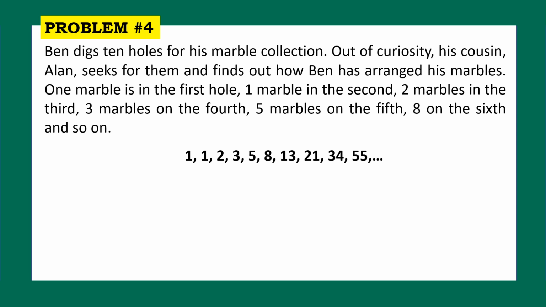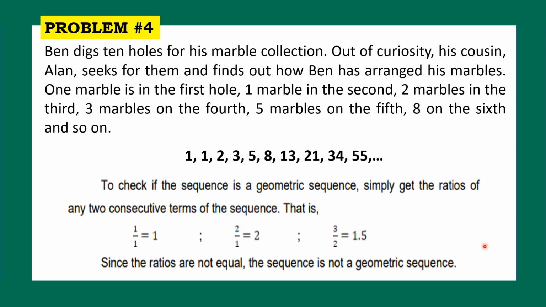And now, to check if the given sequence is geometric, simplify and get the ratios of two consecutive terms of the sequence. So we have the second and the first term, which is 1 divided by 1 equals 1. The third and the second is 2 over 1, which is 2. The fourth and the third term is 3 over 2, which is equal to 1.5. Since the ratios are not equal, then we can say that this is also not a geometric sequence.